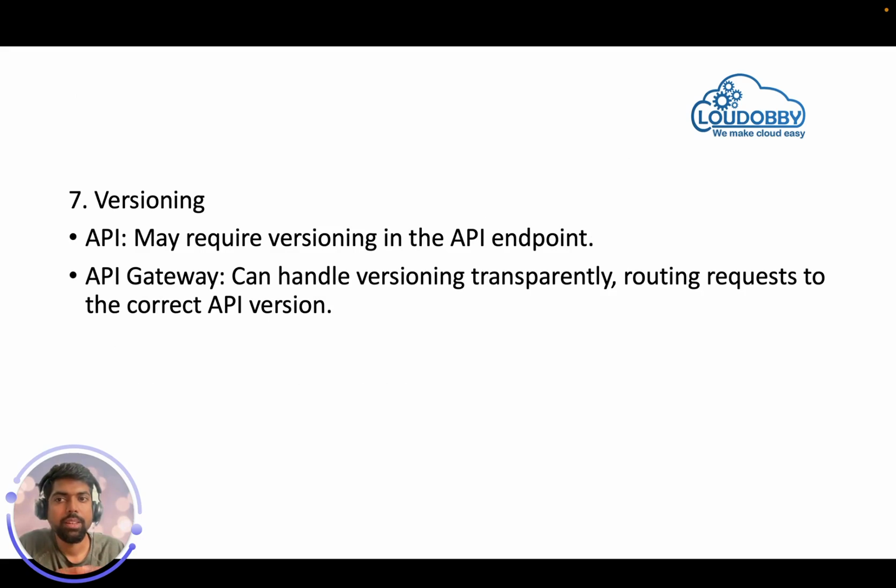Versioning. You need to version every API endpoint, but API gateway can handle versioning transparently, routing requests to the correct API. If I have the same API with two versions, v3, v4 or v2, v3, API gateway sends certain requests to v2, certain requests to v3, depending on the customer. So API gateway does the handling of versioning. Otherwise, you need to have a manual or customized solution in front of your APIs.